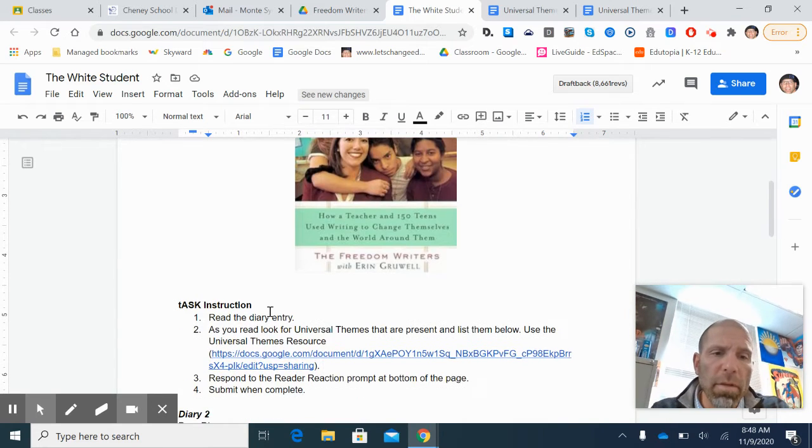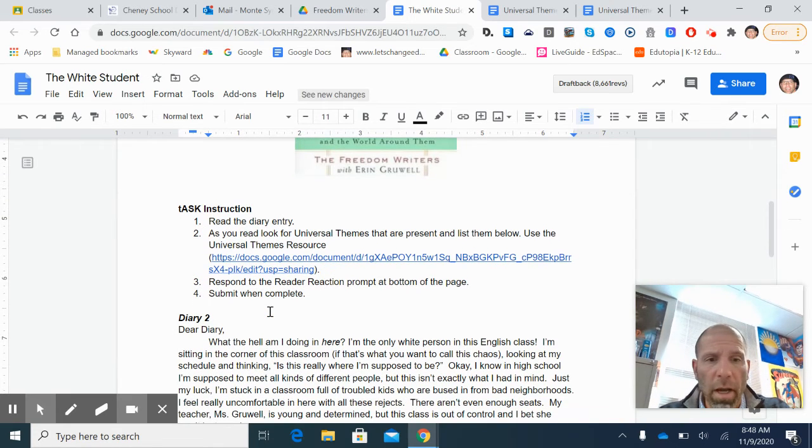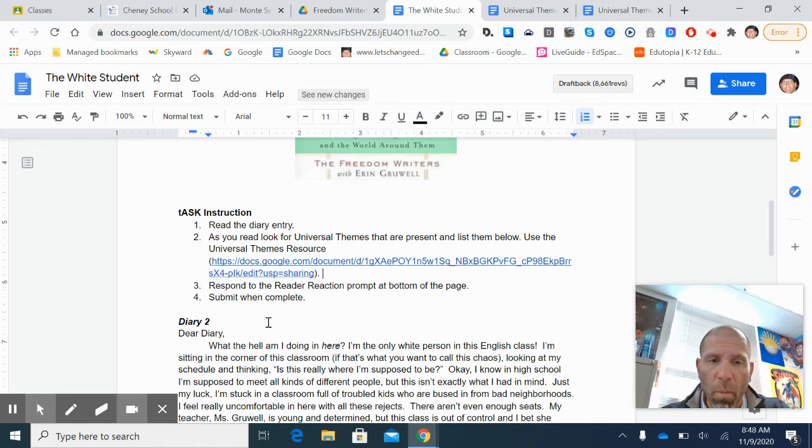Please know that a couple of these entries have some bad words in them. There's a couple of F words. We have blocked those out. There's not one in this one. So I'm just asking you to be mature about that.